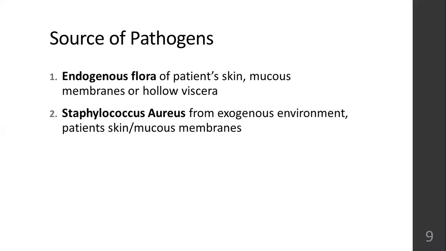Then Staphylococcus aureus. So from the exogenous environment, the patient's skin, mucous membrane, from these environments, Staphylococcus aureus infection can develop. Usually Staphylococcus aureus stays on our mucous membrane. Every one of us will have some strains of Staphylococcus aureus in our nose, in our nostrils. But if too many strains of Staphylococcus aureus get inside our skin, inside our mucous membrane from outside, that could lead to infection.